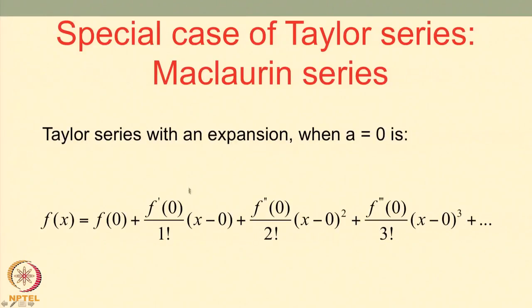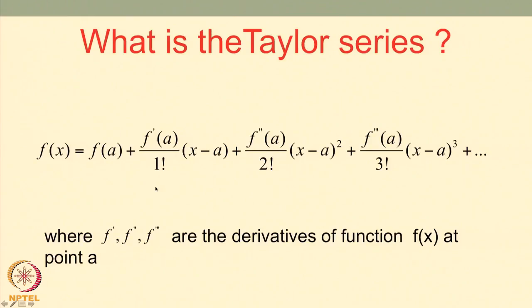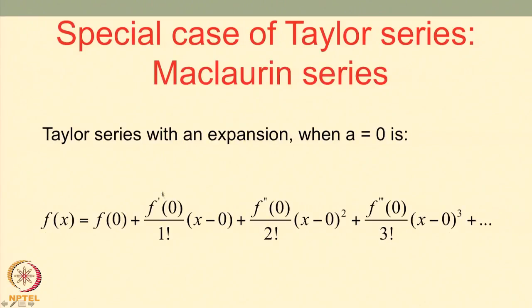I could use a as 0. So instead of a, I could substitute 0. Then this would simplify. Of course, f of x is f of 0 plus f prime, the first derivative at 0, divided by 1 factorial times x, the second derivative at 0 divided by 2 factorial times x square, the third derivative at 0 divided by 3 factorial times x cube. This expansion at a equal to 0 is called a Maclaurin series. So one can use this.